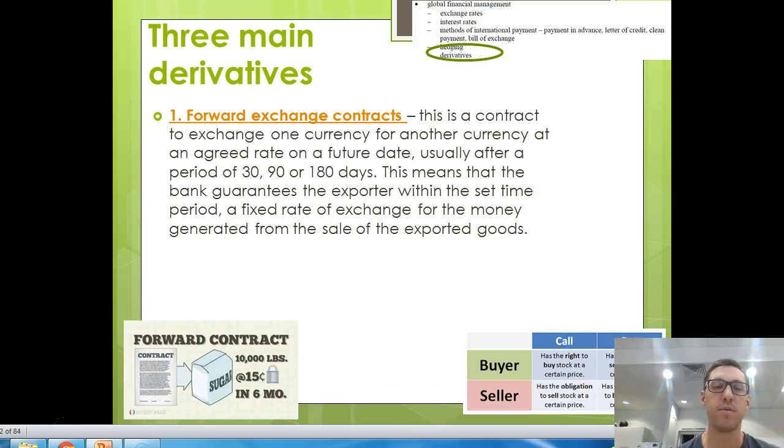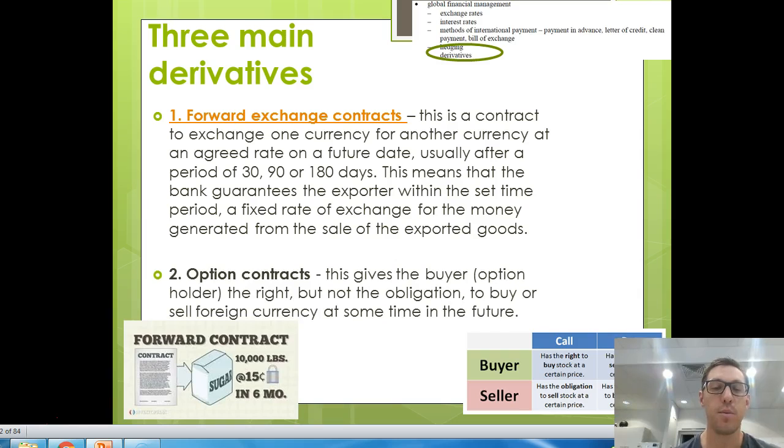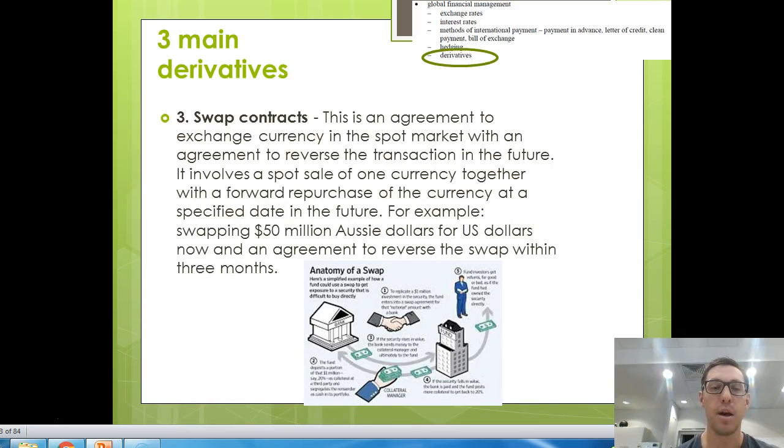And there are three main types of derivatives. Forward exchange contracts, where you agree to exchange something in the future at a predetermined price with another party. An options contract, which gives the buyer, so when we were talking about Qantas before, they were the buyer, the right but not the obligation to buy or sell foreign currency or some other commodity at some time in the future for a cost, but it's giving you some option.